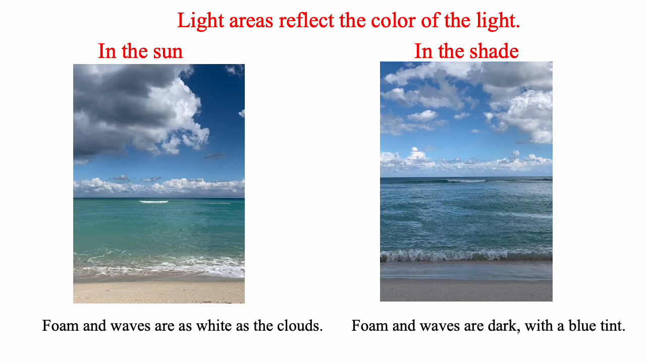Here again, we're at the beach, either in the sun or in the shade. And this time I want to look at this little wave in the distance and the foam nearby. And in the sun, these two are as white as the clouds, perhaps with a touch of yellow, because they're reflecting the sun. In the shade, however, you can barely see this wave or foam because they're reflecting the blue of the sky.